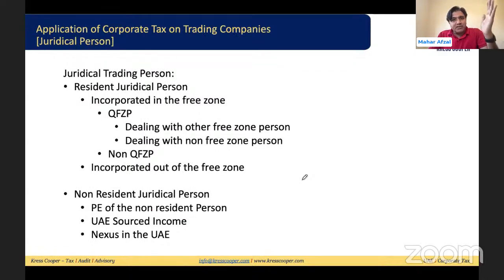If the juridical persons are doing trading or any other business, right now we are discussing trading. If the limited liability company is a juridical person and this person is within the free zone, or there is a possibility the person is out of the free zone. Once the person is in the free zone, then we need to look into this. The person is a qualifying free zone person. We all know there are 6 conditions for the qualifying free zone person. If the person is a qualifying free zone person, there are 6 conditions. The person is meeting the 6 conditions.